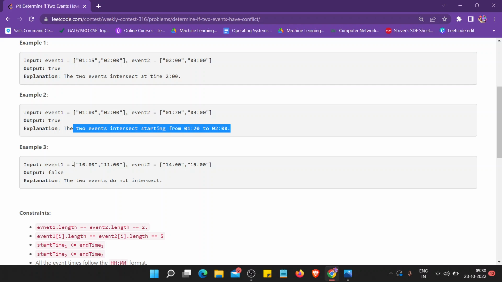And moving on to example 3, we have the first event starting at 10 o'clock and the second event starting at 2 o'clock, and the first event ending at 11 o'clock and the second event ending at 3 o'clock. That means they do not intersect, so we return false. Okay, let's move on to the code.